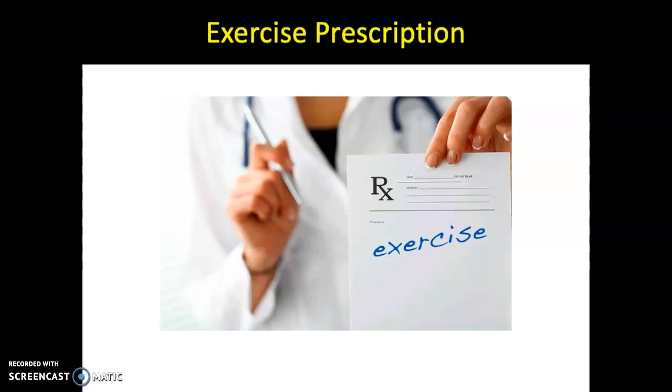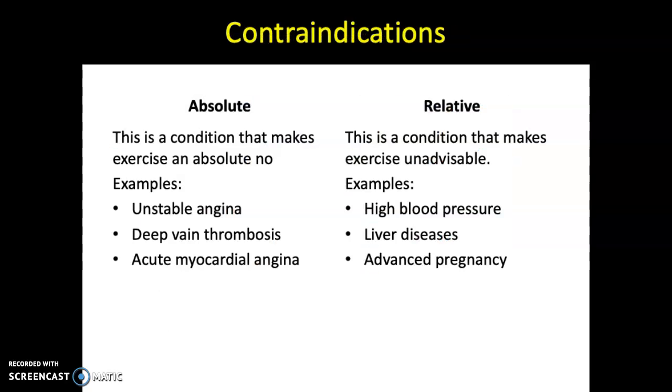The next thing I'll be looking at is contraindications. There are 2 types of contraindications. The first one is absolute. Absolute contraindications are conditions that mean doing exercise is an absolute no. Some examples of this are unstable angina, deep vein thrombosis, and acute myocardial angina.